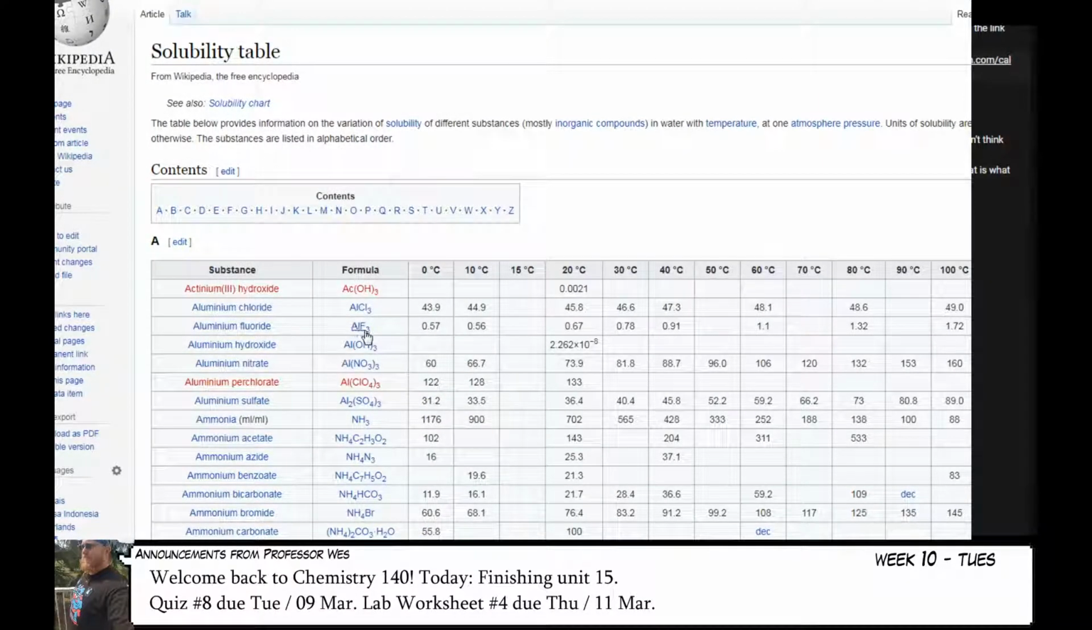So aluminum fluoride, you can dissolve half a gram of it at 0, 0.7 at 30 degrees Celsius, and at boiling water temperature, you can dissolve 1.72. Whereas with ammonia, you can dissolve 1,176 grams at 0 degrees Celsius, but only 88 at 100. Now, that's interesting that ammonia gets way less soluble, and we'll talk about why that is. It turns out it's because ammonia is a gas. The rest of these are all solids.